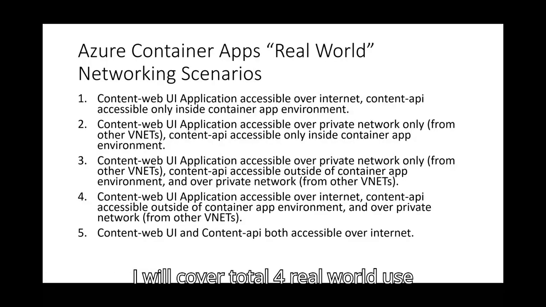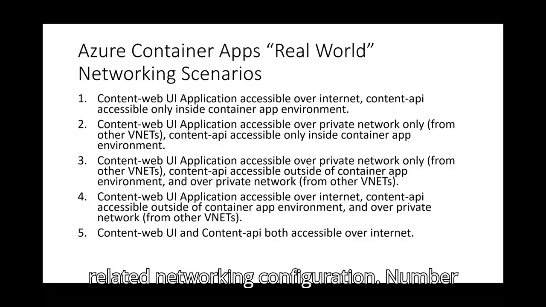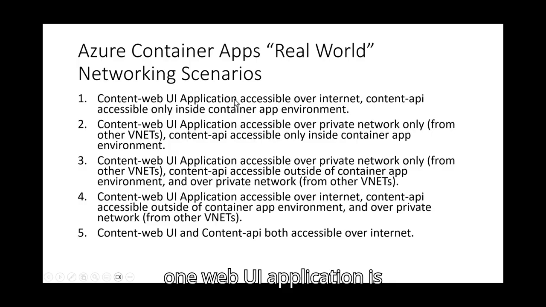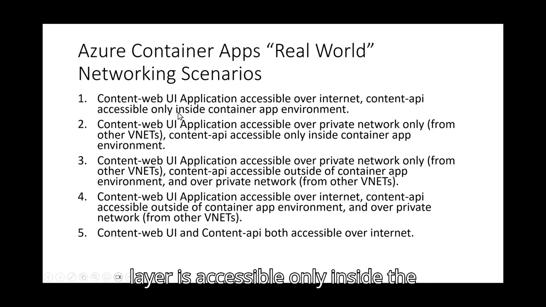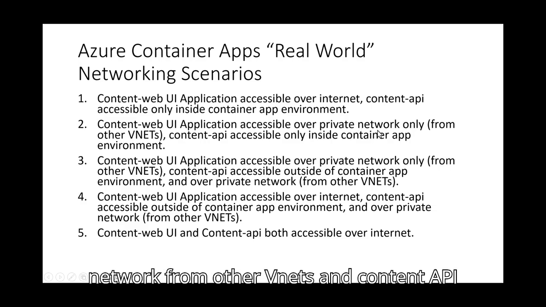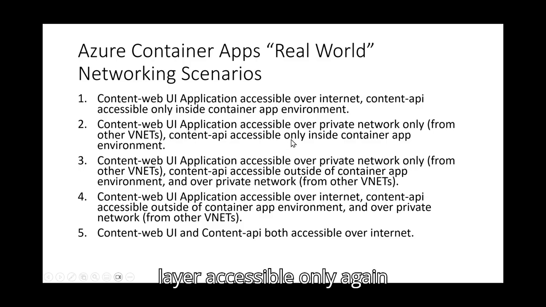I will cover a total four real world use cases of hosting container apps and related networking configuration. Number one, web UI application is accessible over the internet, and the API layer is accessible only inside the container app environment, not even the VNet also, only within the container app environment. Then scenario two, content web UI application accessible over private network from other VNets and content API layer accessible only again inside the container app environment.